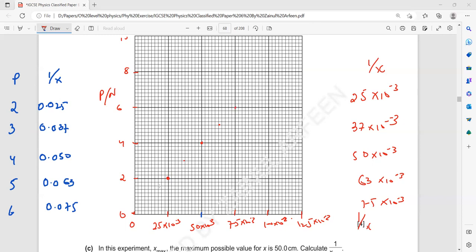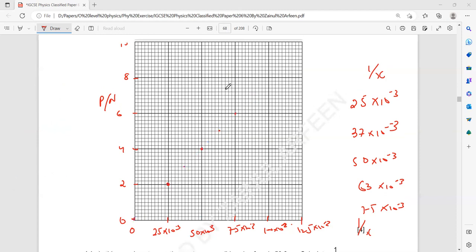And we'll always draw a line of best fit. Sometimes all the points lie on the same line, so that is the best fit straight line you can see. And even it's starting from origin, like when we join these points, it's a straight line which is passing through origin. So if it's a straight line passing through origin, what does it show? It shows that P and 1 over X are directly proportional to each other. Is it clear about the graph plotting this result? Yes, sir. Clear.